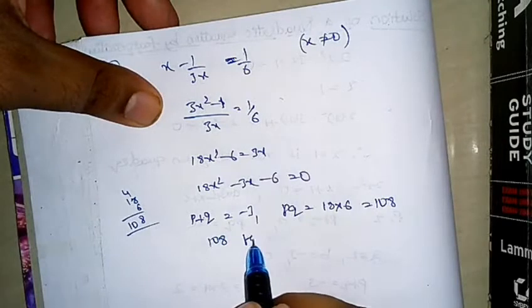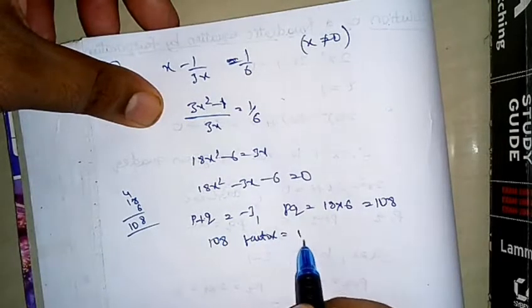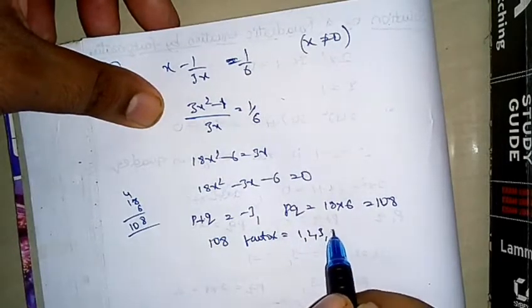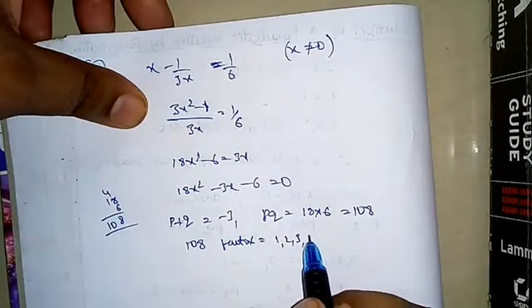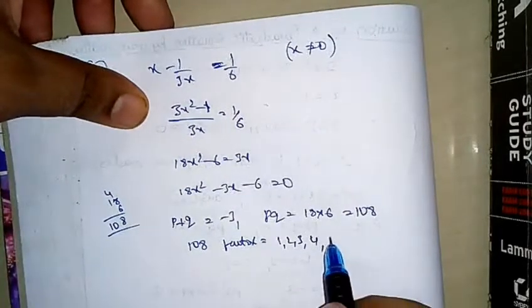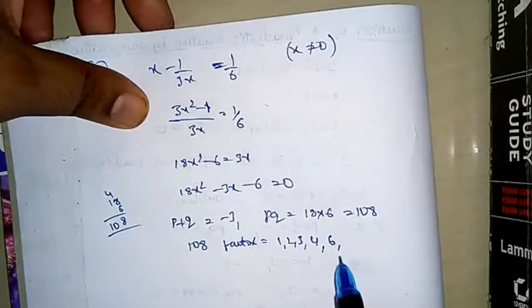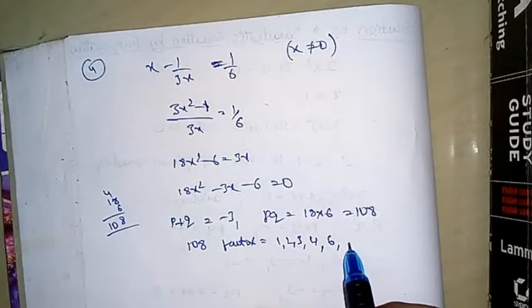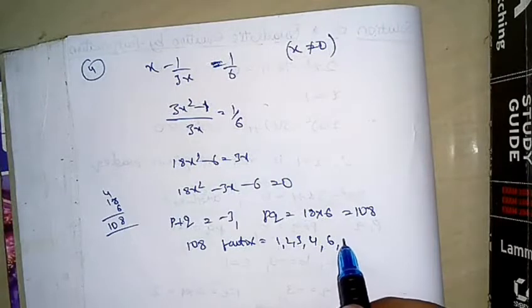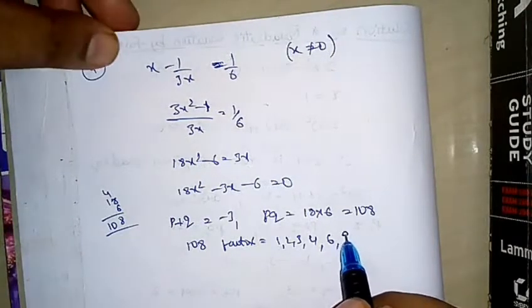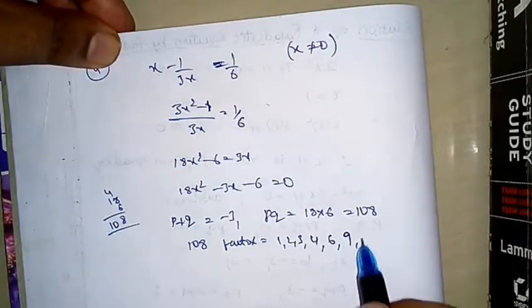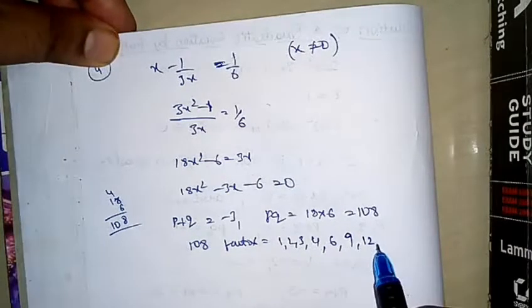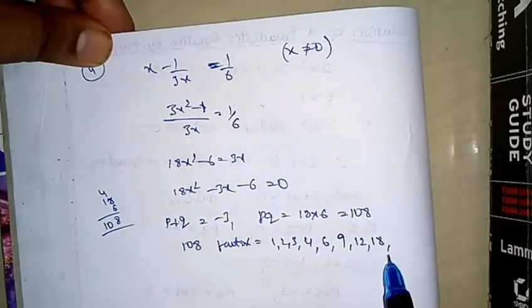108 factors are 1, 2, 3, 4. Yes, it goes with 4 also. 4, 5, 6, it goes with 6 also. 7, 8. Let's check with 8. 8 won't go. 9, 10, 11, 12. In the 9 table it goes. 9, 12, and 18.